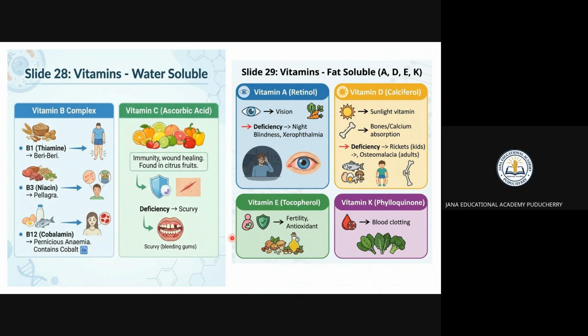There is a deficiency in the vitamin. Vitamin C deficiency causes scurvy. Vitamin A deficiency causes night blindness. Vitamin D deficiency causes rickets and osteomalacia. So you have to remember this one for objective-based MCQs. Vitamin A's function is related to vision, and its deficiency is night blindness.